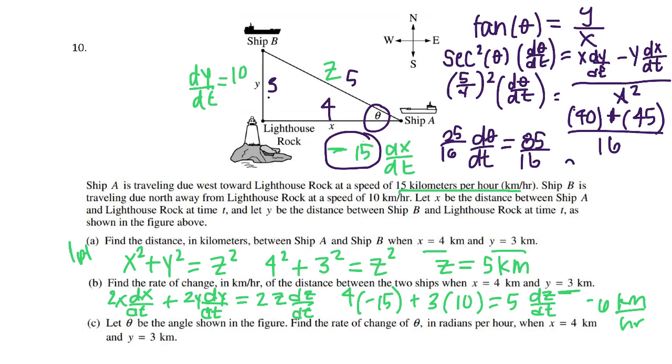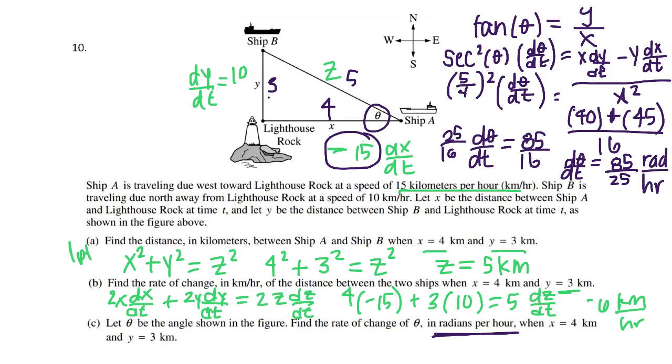So d theta dt is going to be 85 over 25. And don't worry about reducing that. It's quite okay to leave it like that. And if you got lost in the sauce on this problem, we do need our units. Right there it tells us it's radians per hour. So we're going to have rad per hour.